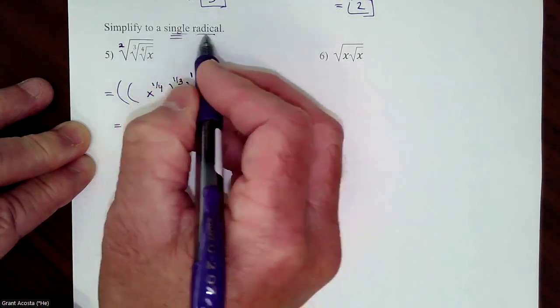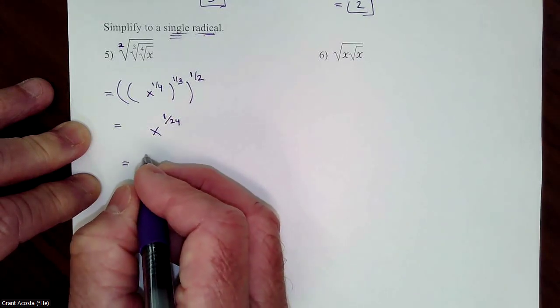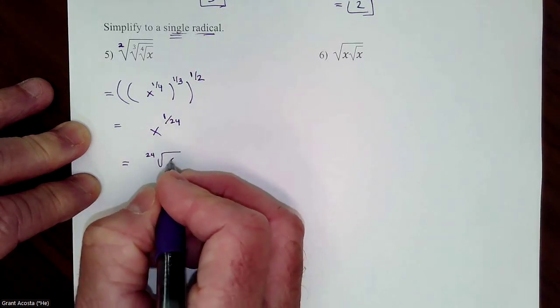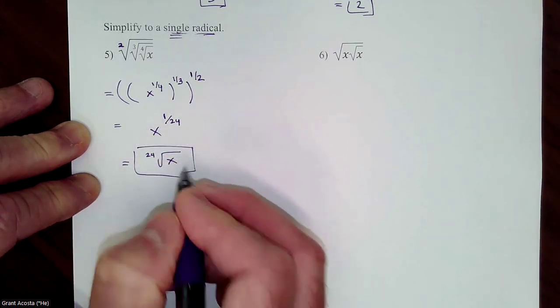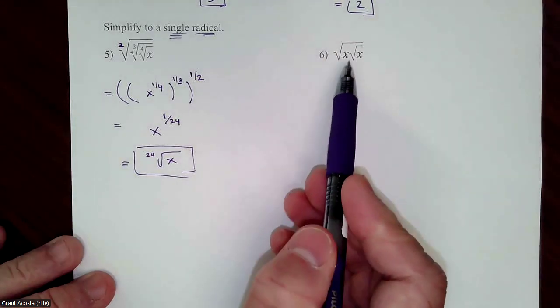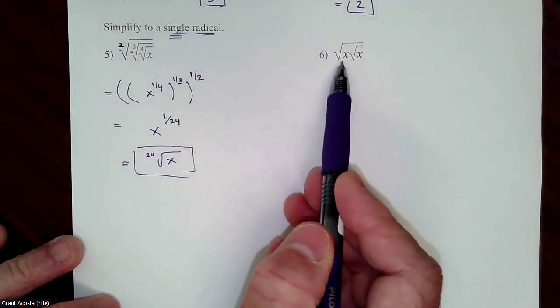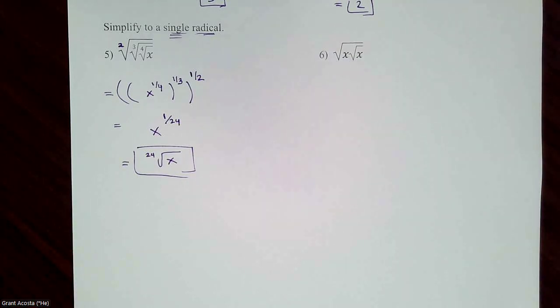Now it says simplify to a single radical. So then what would that mean? x to the 1/24th is the same as the 24th root of x. Maybe this is a little different. It's not the same. Maybe try pausing the video and see if you can rewrite this as just a single radical.